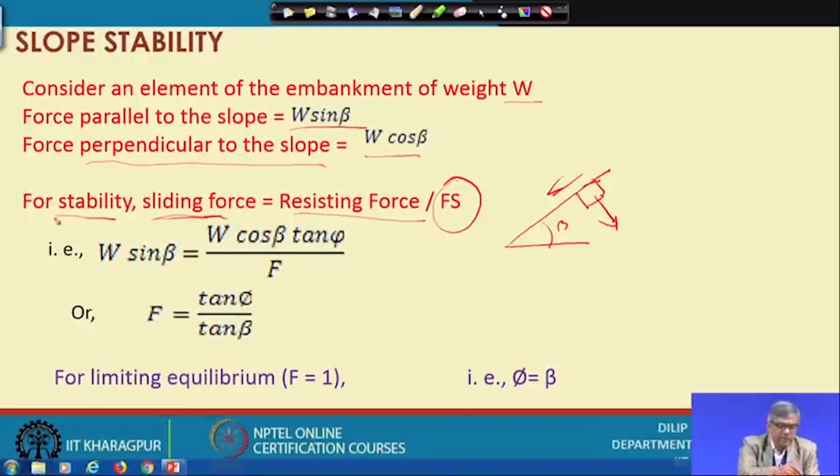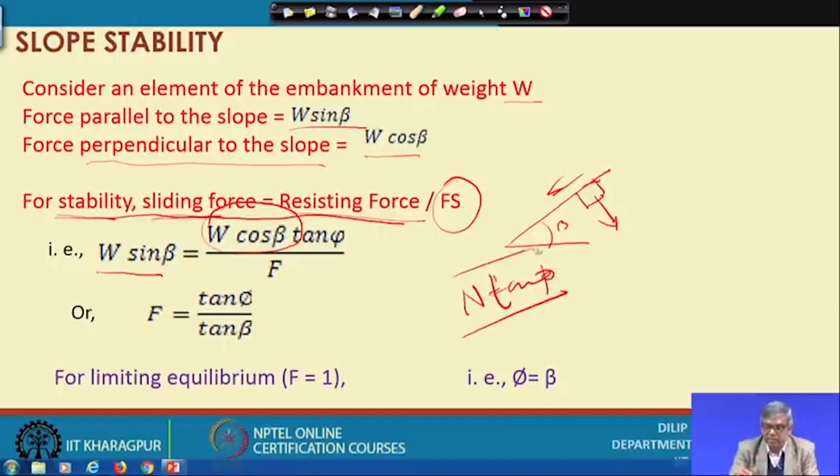If I take this definition of the stability equation, then you get W sin beta equal to W cos beta tan phi divided by F, because the frictional resisting force is N tan phi, where W cos beta is the normal force. Multiplied by tan phi, that becomes your resisting force, divided by F, and from here I can get the factor of safety. Factor of safety will be tan phi divided by tan beta.